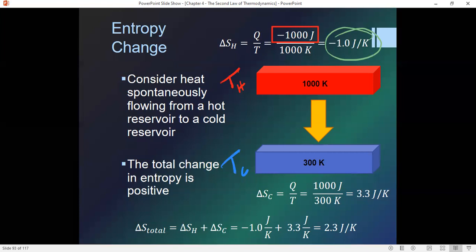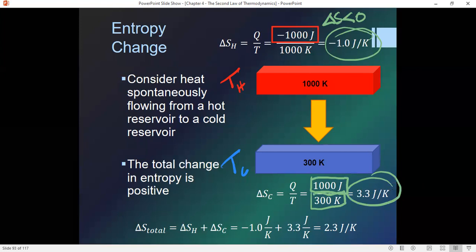All right. Now, for my cold reservoir, first of all, you're like, well, look, delta S is less than 0. Doesn't that go against the second law of thermodynamics? We're not done yet. We're connected to the cold reservoir. Now the cold reservoir, we are accepting this 1000 joules at 300 degrees Kelvin. So that's a change in entropy of 3.3.